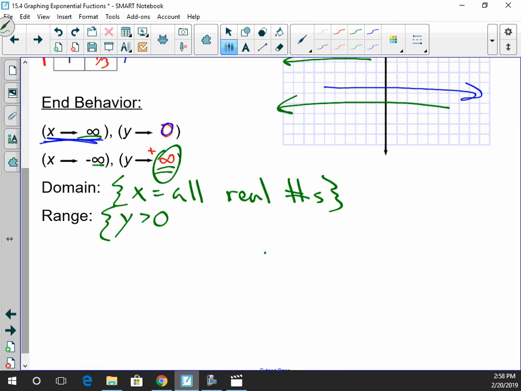So that's why my domain is all real numbers. It can go any direction, left and right. My x values can be anything, but my y values have to be greater than 0. Okay? Close my brackets there.